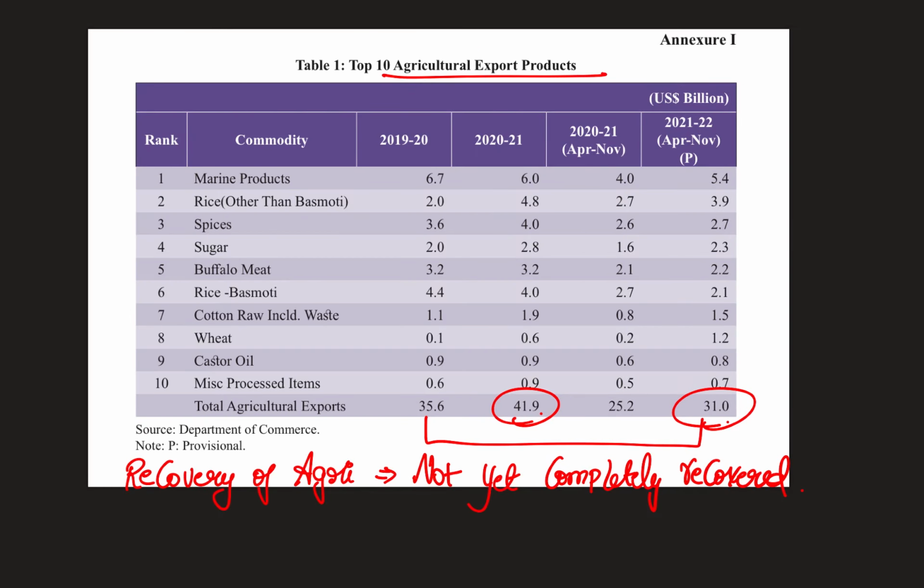This is a screenshot of the chart taken from the economic survey, top 10 agricultural export products. We have already seen the observation that we did not recover completely from the pre-pandemic times. So what are the commodities?